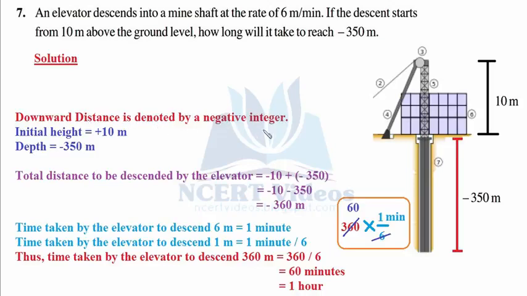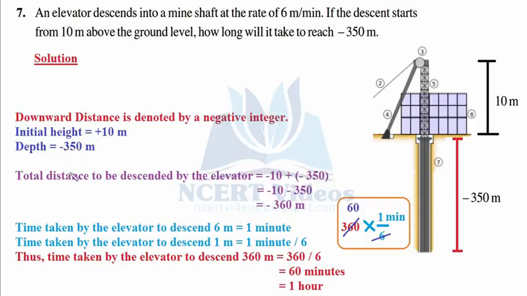This you know. Now initial height is plus 10. Why? You have to consider this height as well. It is not this height only, it is this height. That's why we are emphasizing on the language part. You have to first understand the question, what it is asking for. Then brainstorm your mind and act accordingly. The depth is minus 350 meter.